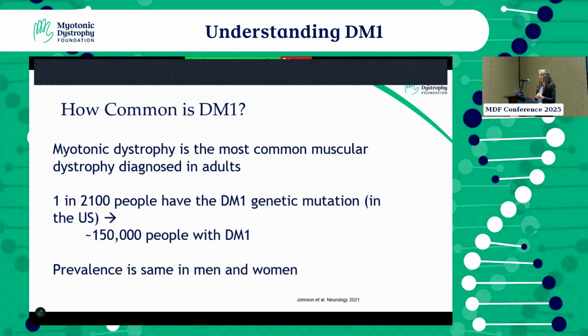How common is it? It is the most common muscular dystrophy diagnosed in adults. 1 in 2,100 people have the DM1 genetic mutation in the US. So this amounts to about 150,000 people with DM1. So it is considered a rare disease, but it's a common rare disease. The prevalence is the same in men and women, and we'll talk about that a little bit later on.